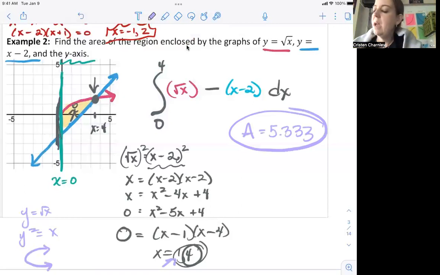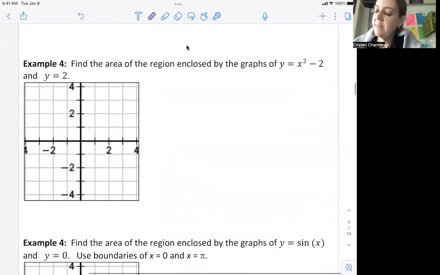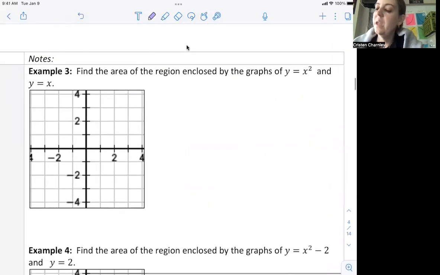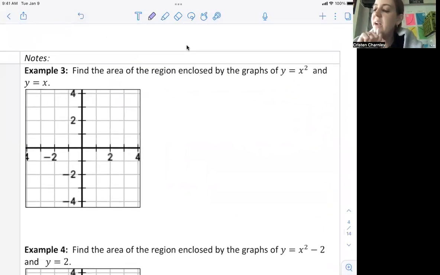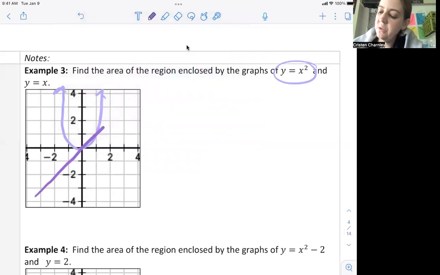Awesome. On to the next, example 3. I think I have 3 examples on this page. Yes. Find the area of the region enclosed by y equals x squared and y equals x. So y equals x squared is a parabola. Y equals x is a line with a slope of 1 that passes through the origin.